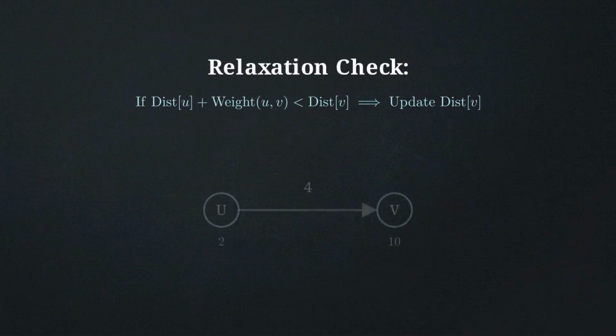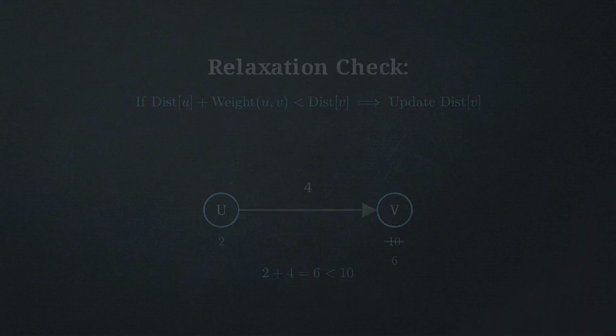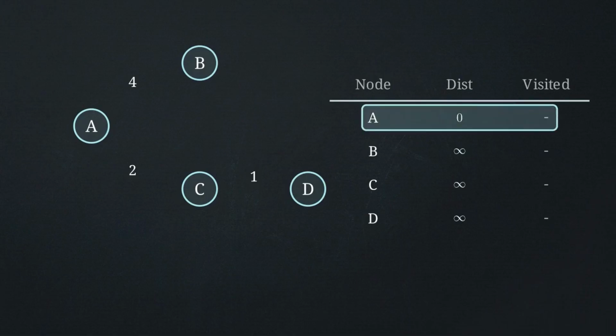The core mechanic here is called relaxation. It's a simple check. If a newly discovered path to a neighbor is less than the currently known path, we update our table with that lower number. Dijkstra's algorithm relies on a greedy strategy. It never jumps randomly across the map. Instead, it always scans the distance table and selects the unvisited node with the smallest known distance. Right now, that's node A at 0.